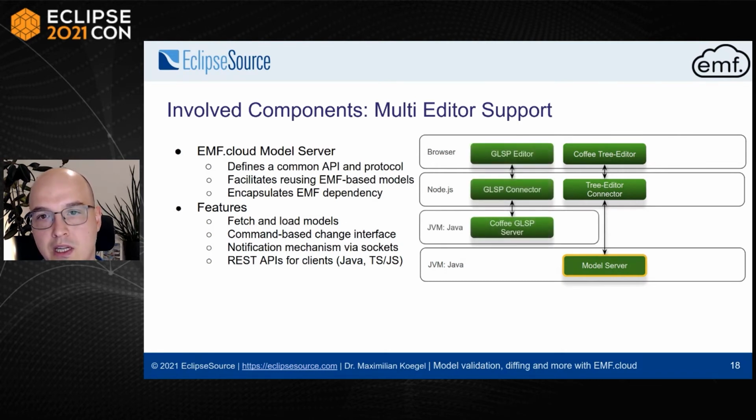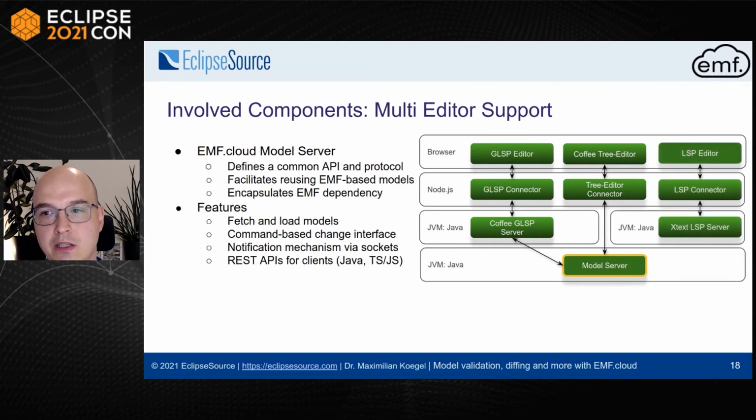server. And then we have the GLSP editor with its stack, so editor, connector, and server. And again, the Coffee GLSP server will now connect to the model server. And finally, the LSP editor with its connector and its LSP server also connects to the model server. And that's the reason why they can synchronize on the changes. So if something changes in the GLSP editor, the connector hands it down to the GLSP server, which updates the model server, and now the change is sent out to all involved editors, let's say to the tree editor. The connector sends it on to the tree editor, and it can update with the new state.